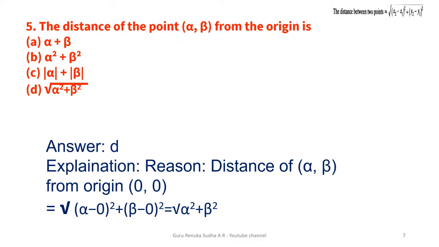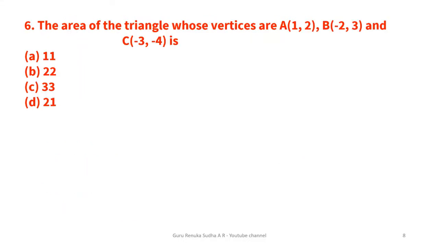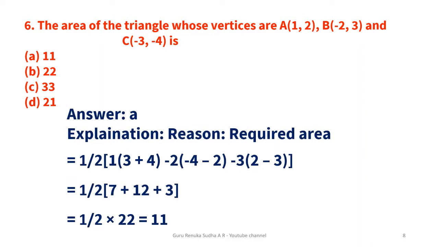Next, come to the sixth question. What are they asking? Again, you have to calculate the area of a triangle when the vertices are A (1, 2), B (2, 3) and C (-3, -4). So apply and substitute the values of x1, x2, x3 and y1, y2, y3. Here you should not get confused. A is the first point, so x1 is 1, y1 is 2, and x2 and y2 are taken from the second point likewise. You have to substitute and calculate the answer.